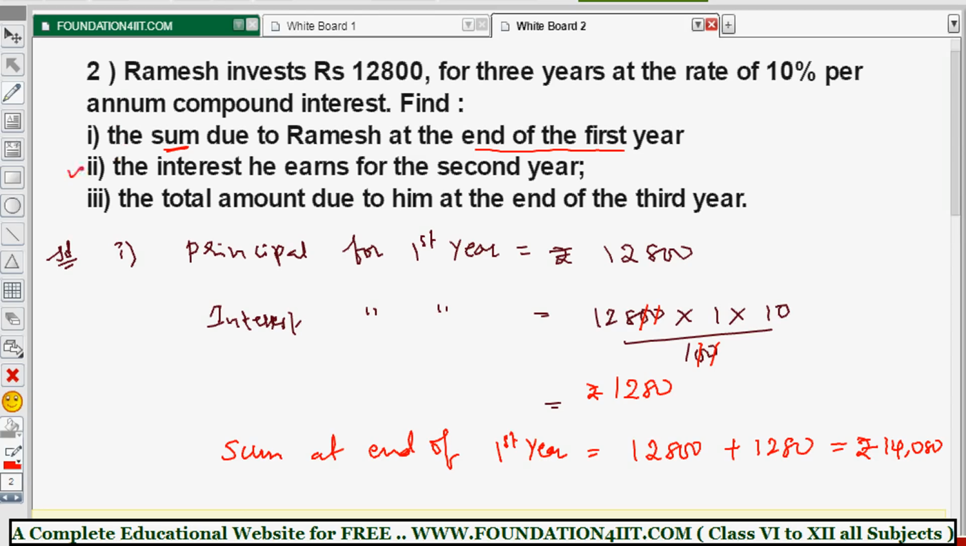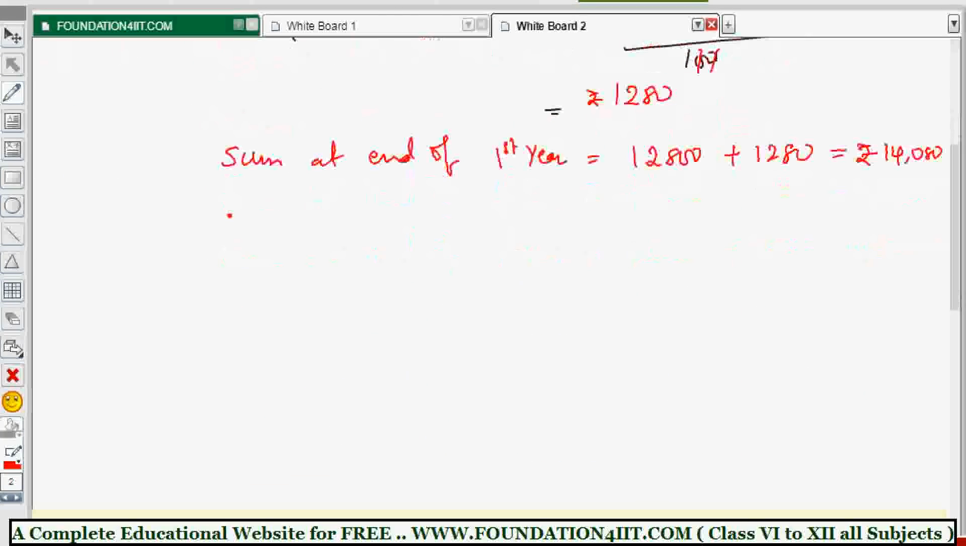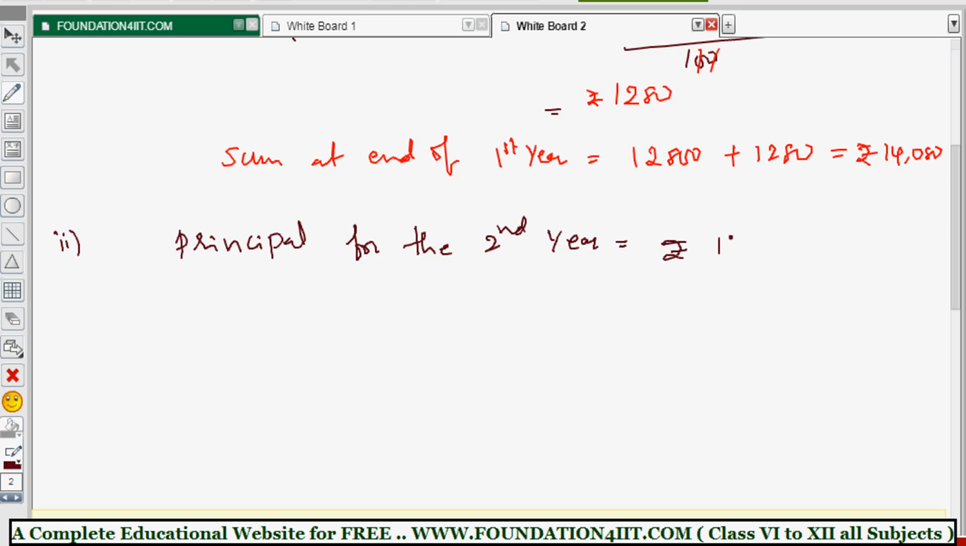Now when you come to the second part, the interest he earns for the second year. If you want to find the interest for the second year, you should get the principal for the second year. The principal for the second year is always the sum at the end of the first year. So the total amount at the end of the first year is the principal for the second year. That is what we got, 14,080, right?